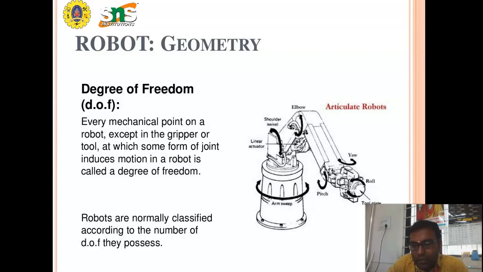Next, we are going to discuss degrees of freedom. What are degrees of freedom? Every mechanical point on a robot, except in the gripper or tool, at which some form of joint induces motion in a robot is called a degree of freedom. In simple terms, it describes the movement of the robotic arm. Robots are normally classified according to the number of degrees of freedom they possess.